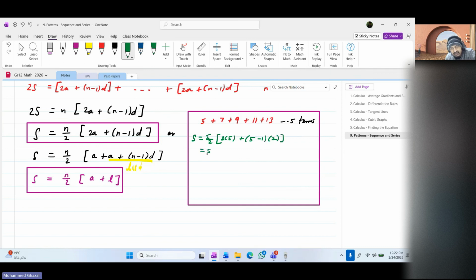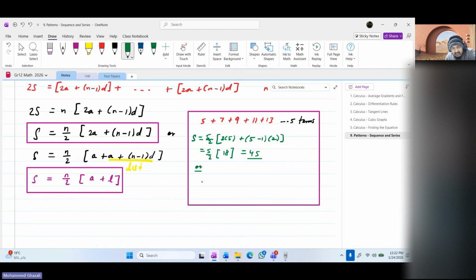Now, what I have here is 5 over 2 into 10, and 4 times 2 is 8. So I've got 18. 18 divided by 2 is 9. 9 times 5 is 45. So I'm getting the same answer.